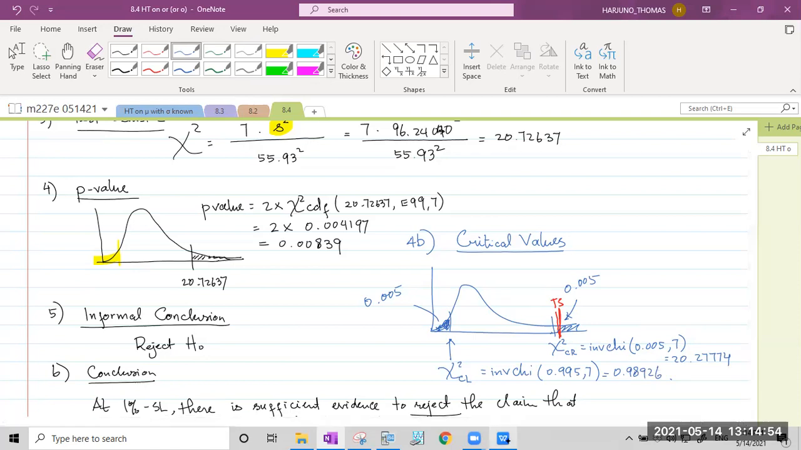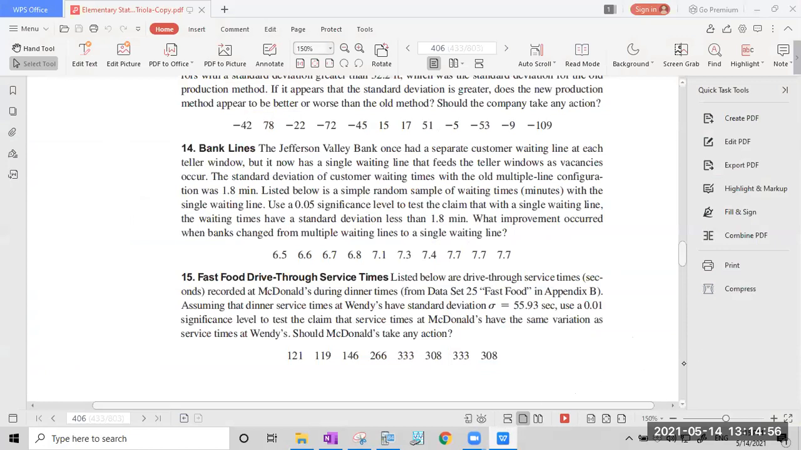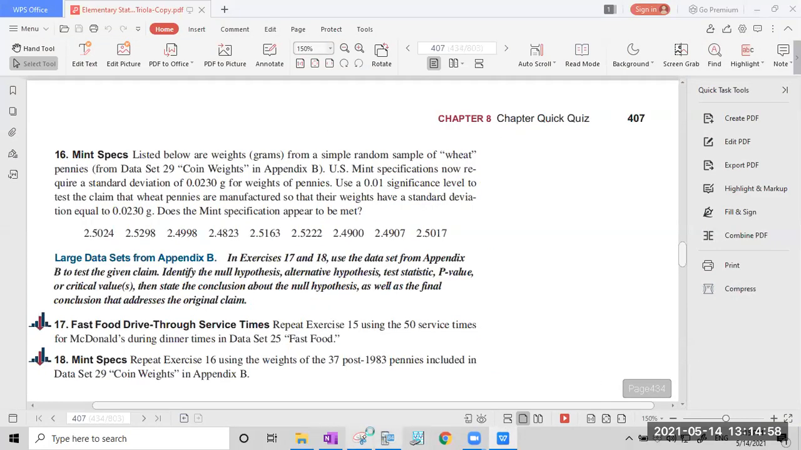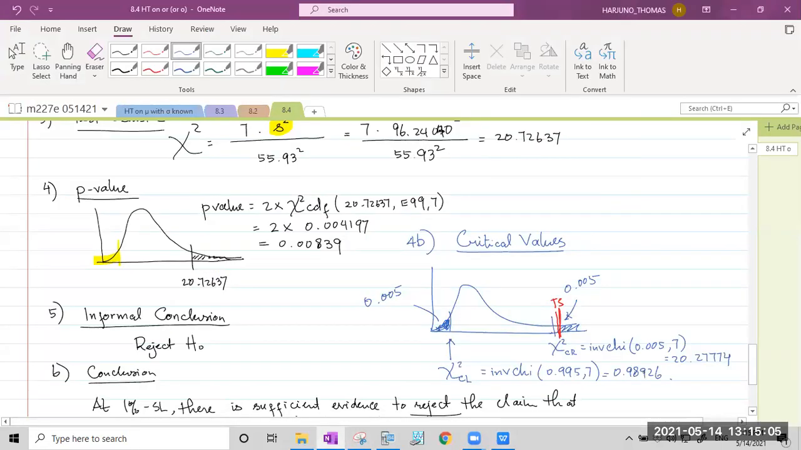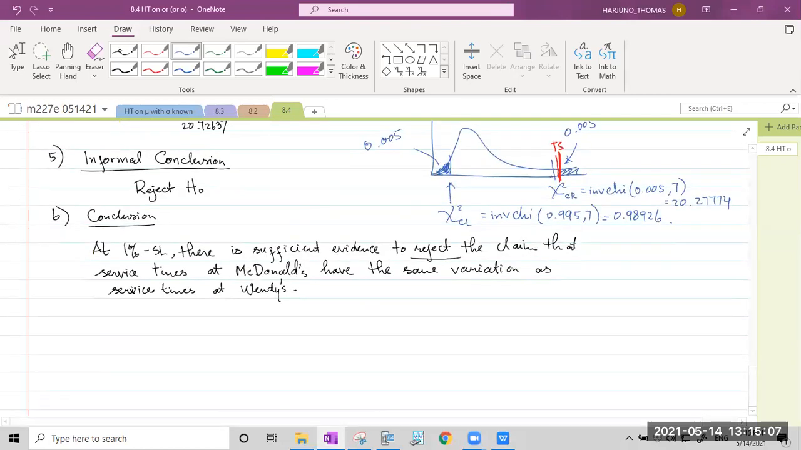Okay, 2 problems is enough. Your suggested homework will be up to number 15. So from number 5 to number 15. Suggested homework from here, 8.4, from number 5 to number 15. Of course, just do the odd ones.